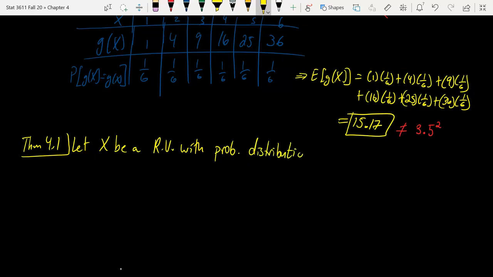Probability distribution. I don't want to use the word density because that implies it's continuous. So probability distribution f of x. So this is for continuous and discrete cases.